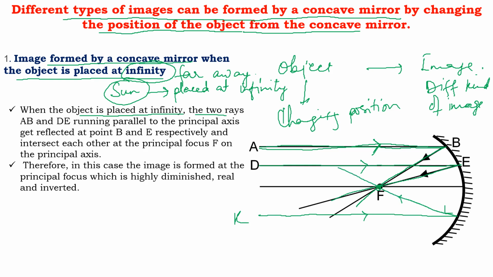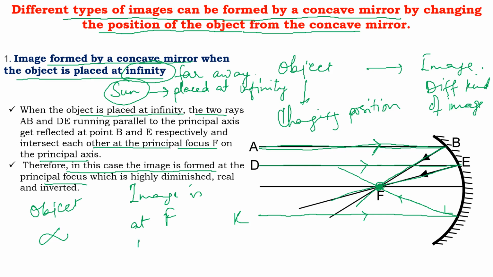So that's what it is said here: all the rays after reflection are intersecting at a point, the principal focus on the principal axis. Therefore, in this case, the image is formed at the principal focus. So, when the object is at infinity, the image is formed at the principal focus.